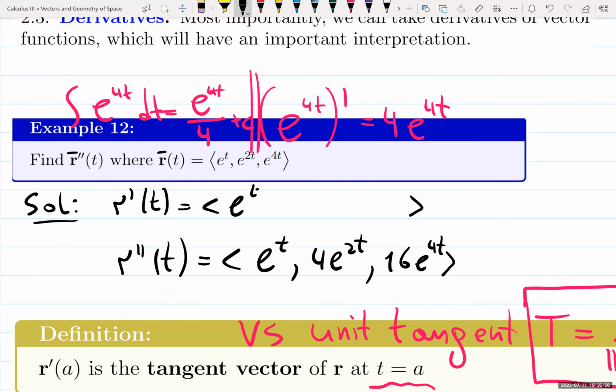The derivative of e to the t is e to the t. The derivative of e to the 2t is e to the 2t times, chain rule says, take the derivative of the function inside. That 2t gives you 2 when you differentiate it. Same with 4t: e to the 4t times the derivative of the exponent, which is 4. And then you repeat the process for the second derivative.